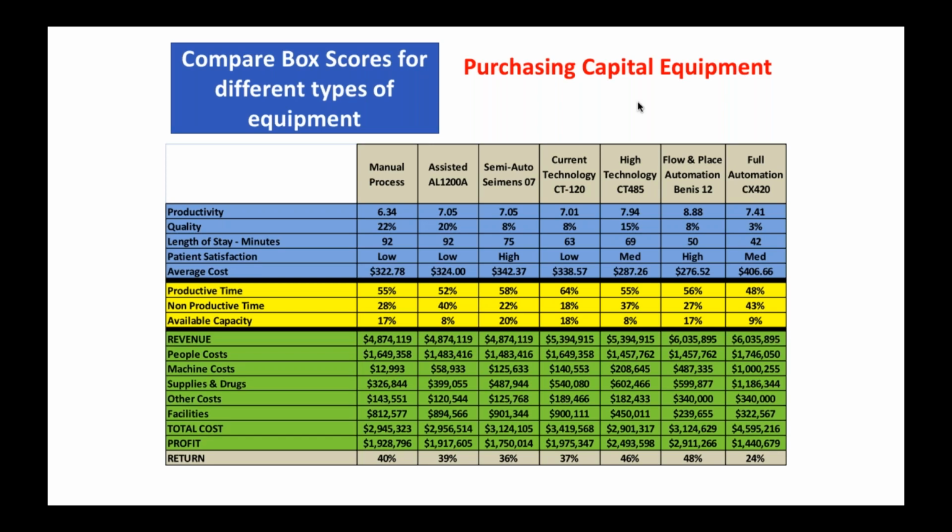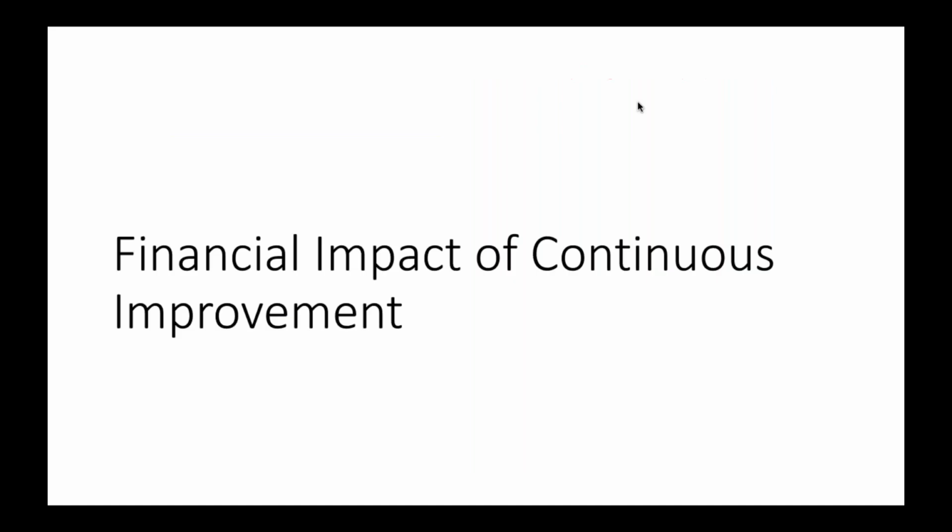So the lesson here is that a capital purchase decision is based on more than just internal rate of return or payback period or how much it's going to cost. It's related to the impact on operating performance. It's related to capacity needs and also the financial impact of the decision. So now we're going to look at the financial impact of continuous improvement.